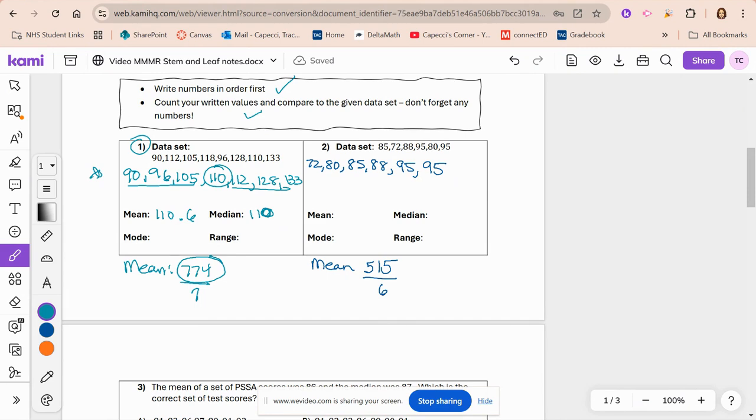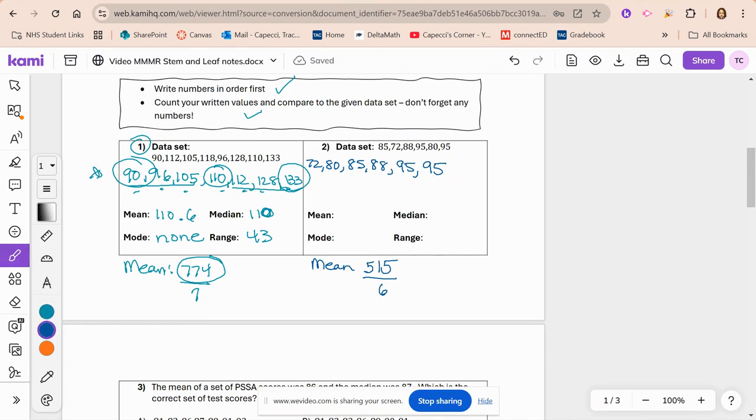The mode is the number that appears most often. So if you look at the data points, every number is there just once. So in that case, we say that there is no mode. There's none. Okay, then we're going to talk about the range, which is 133, the highest, minus 90, which is our lowest, and the range there is 43.